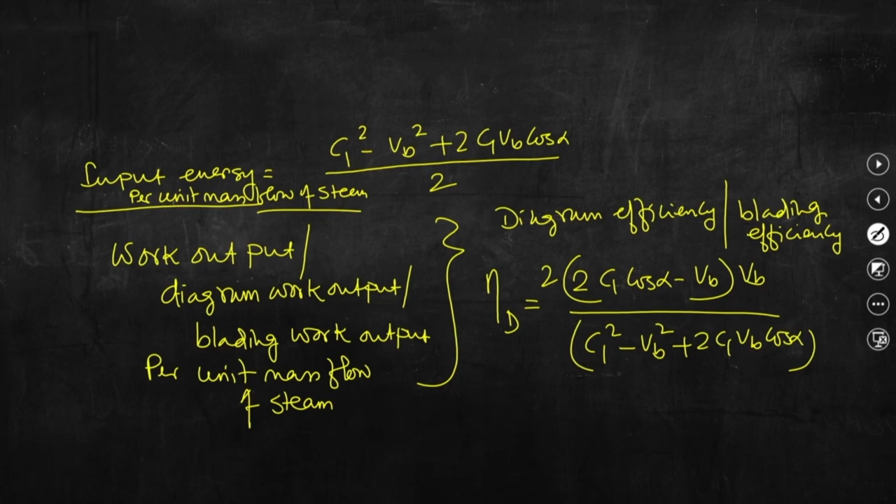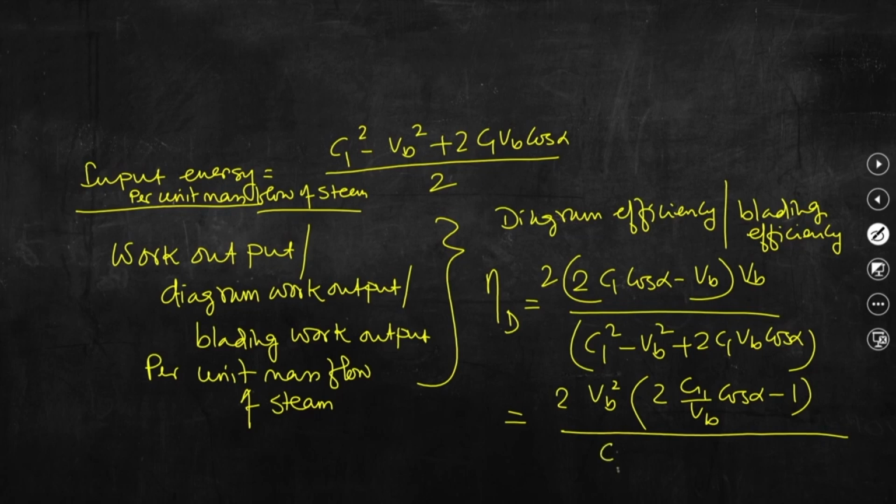So, we can write one step further, like this: 2 Vv square into, basically we are taking Vv out from the quantity written in the bracket, so it would be 2 C1 by Vb cos alpha minus 1, and if we take C1 square out from this, then 1 minus Vb square by C1 square plus twice Vb by C1 cos alpha. So, this is the expression of blading work or diagram work.